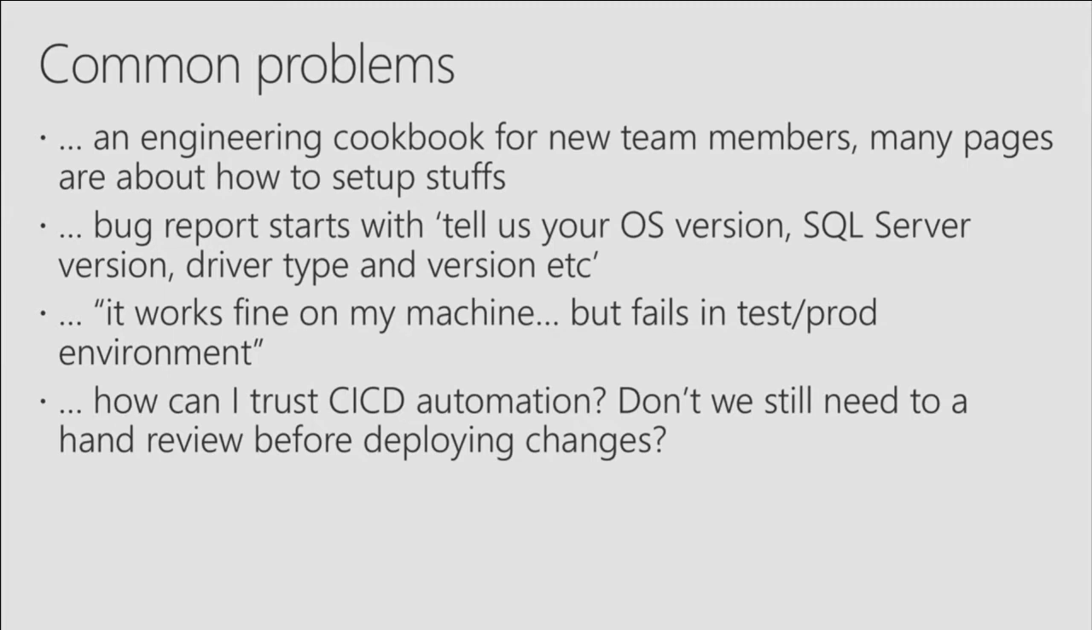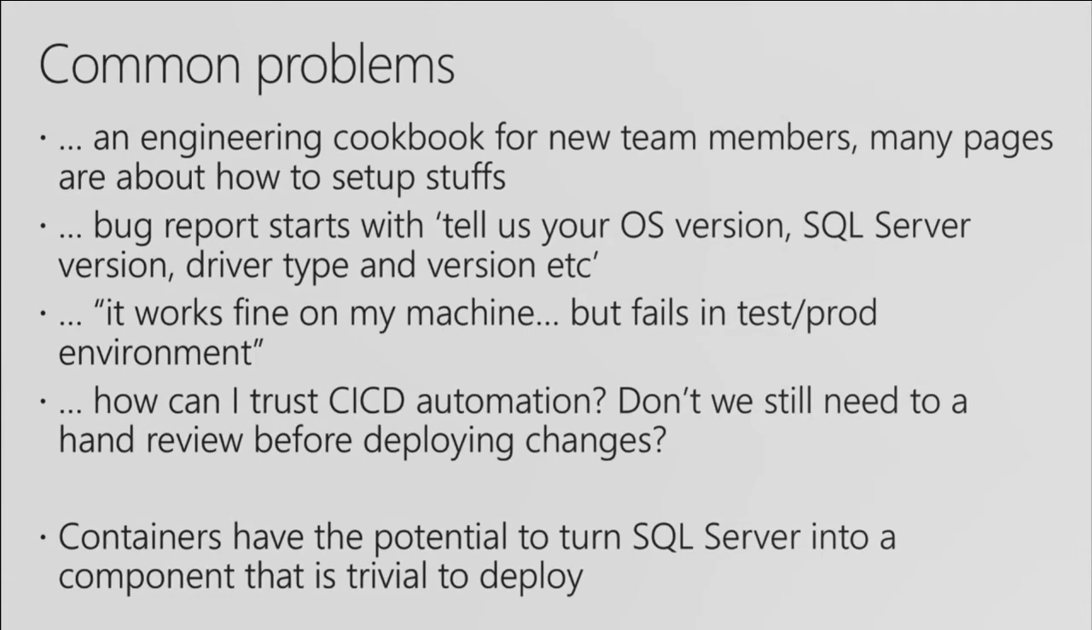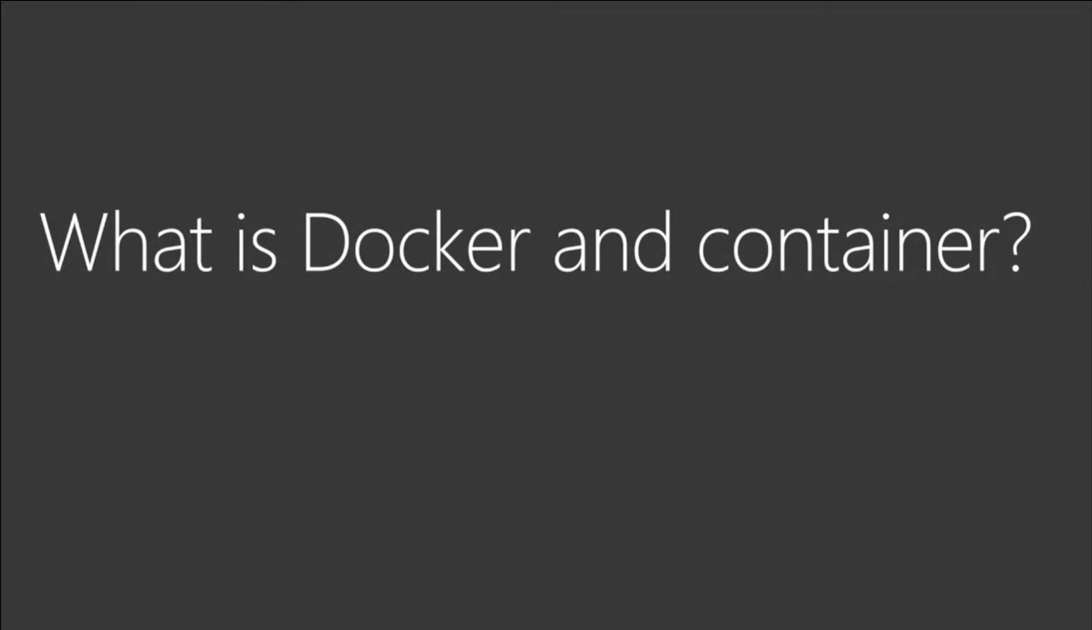And commonly what happens is that there's a bug, and you say, there's a bug. And then the developer says, but it works fine on my machine, right? We encounter that issue every single day. And in that uncertain world, we talk about CI/CD automation. Can I really trust it? Do I still have to do an all-hands review, right? After the bits and pieces go through the CI/CD pipeline, how can I trust it? Does container solve the problem or not? Let's check it out. So, what is Docker and what is container?